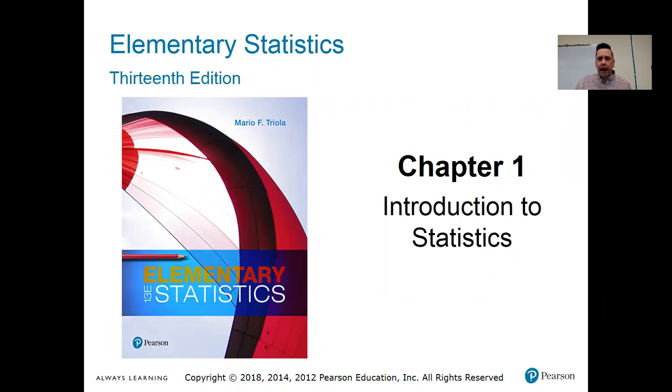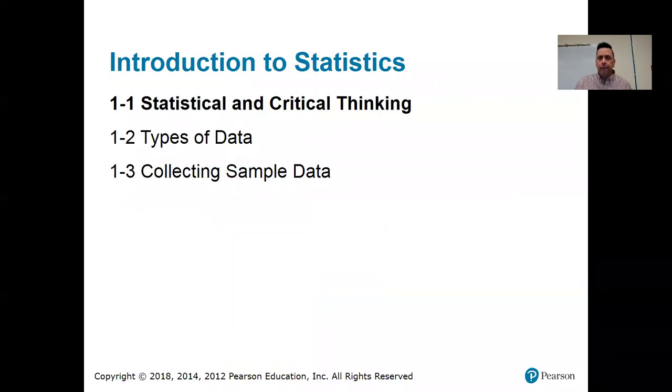Now, this chapter really has a lot of vocabulary. Some of it I'll go through kind of fast. Others, I'll slow down and spend a little bit more time. This chapter has 3 sections, and you can see them right here. So we're going to start with 1.1, which is Statistical and Critical Thinking. And you'll see the next 2 sections in the next 2 videos.